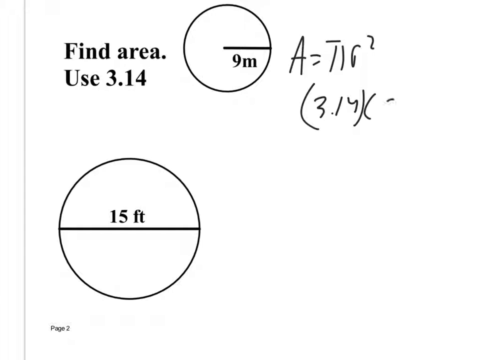We plug in the r, which is 9, and we square that r. We take 9 times 9, and I take 81 times 3.14. 81 times 3.14 gives you 254.3. And it's area, so it's a square unit, so it's meters squared.